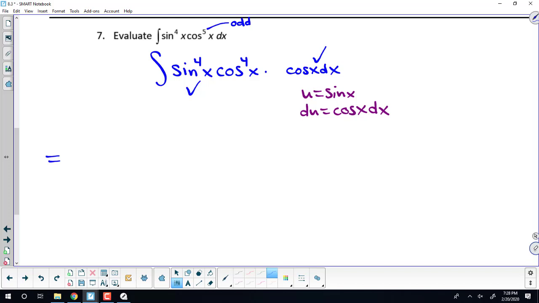You're going to rewrite it as one, you just rewrite it and split up that squared, if that makes any sense. So we're just going to rewrite this cosine to the fourth. We're going to write that as cosine squared, squared, because we know cosine squared is 1 minus sine squared.